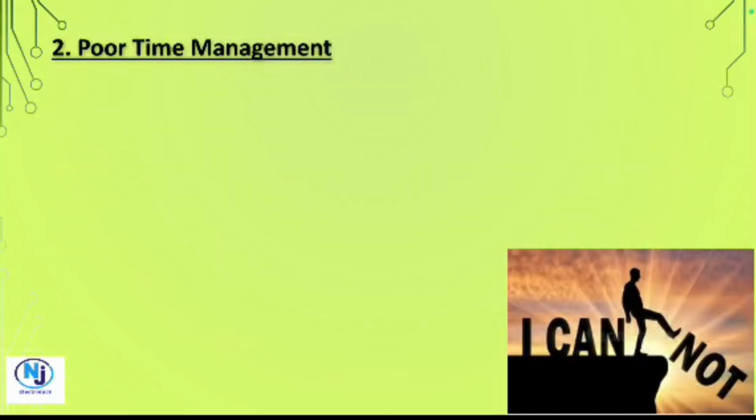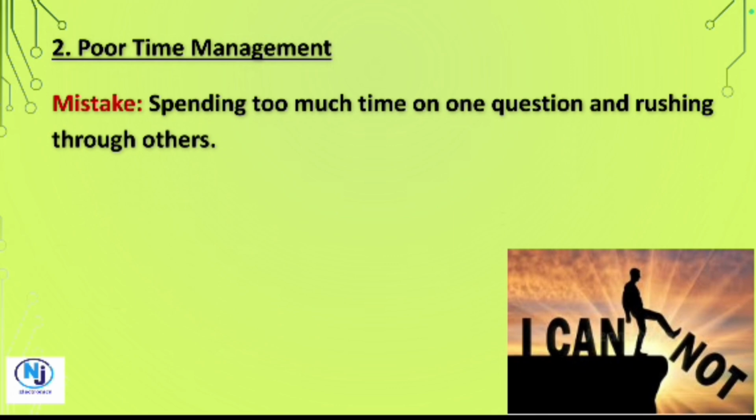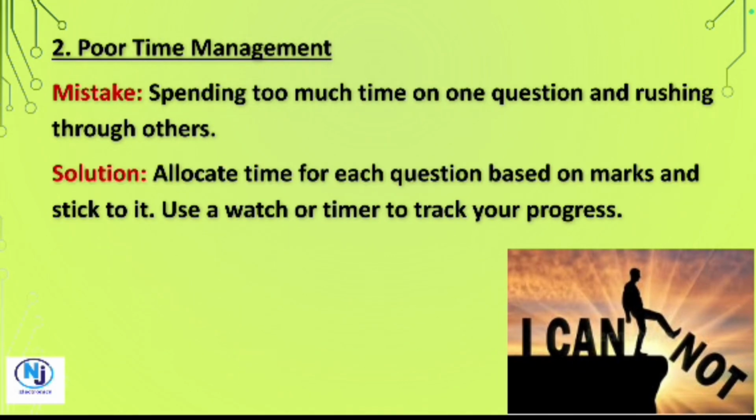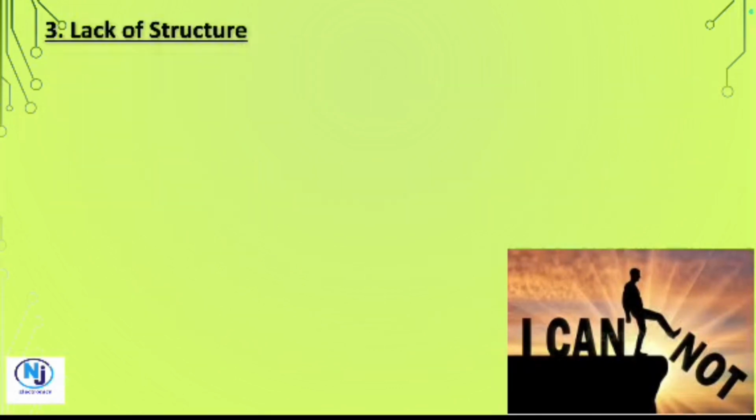Now the next one is poor time management. The common mistake is spending too much time on one question and writing the remaining paper in a hurry. No doubt you will get full marks or more marks in that one question, but in other questions you lose marks. To avoid this mistake, the solution is to allocate time for each question based on marks and stick to it. Use a watch or timer to track your progress.